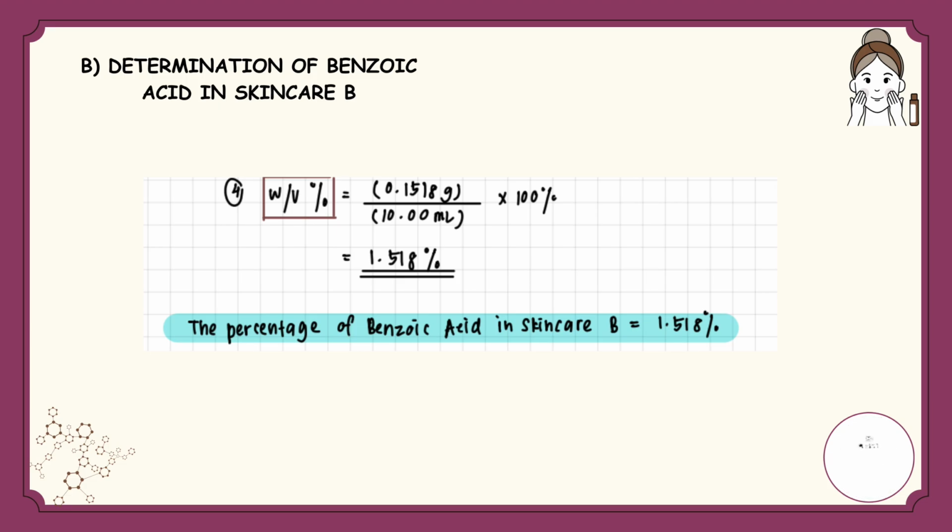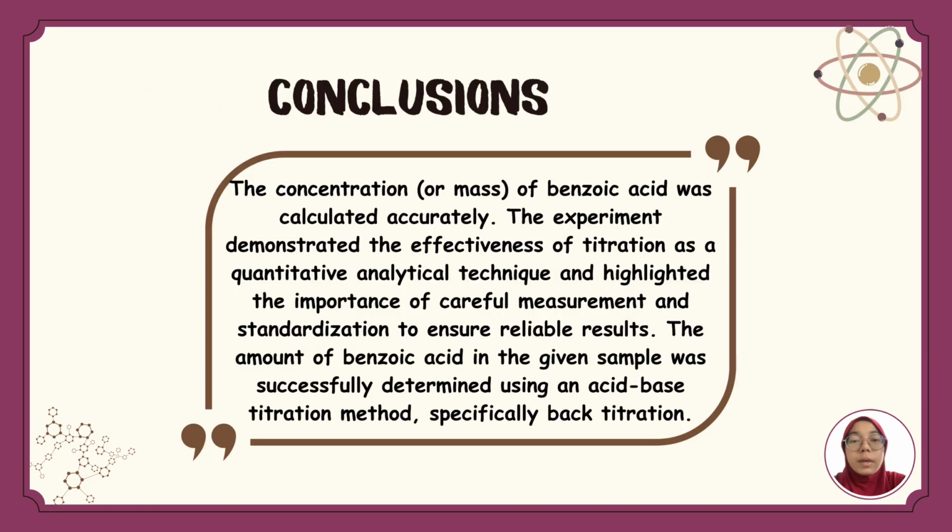So, after completing all the components in our research, we make a conclusion, which is the concentration or mass of benzoic acid was calculated accurately. The experiment demonstrated the effectiveness of titration as a quantitative analytical technique and highlighted the importance of careful measurements and standardization to ensure reliable results. The amount of benzoic acid in the given sample was successfully determined using an acid-base titration method, specifically back titration.